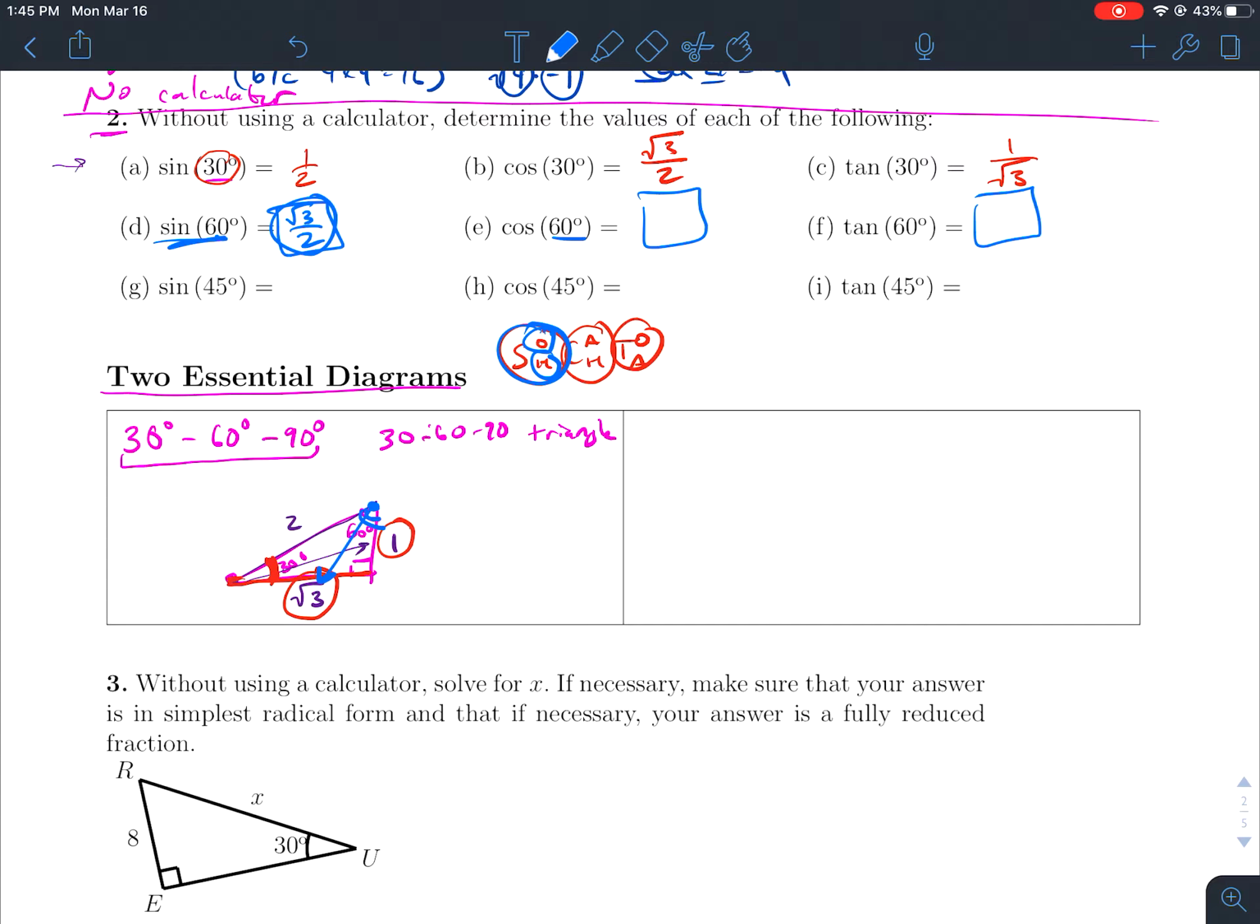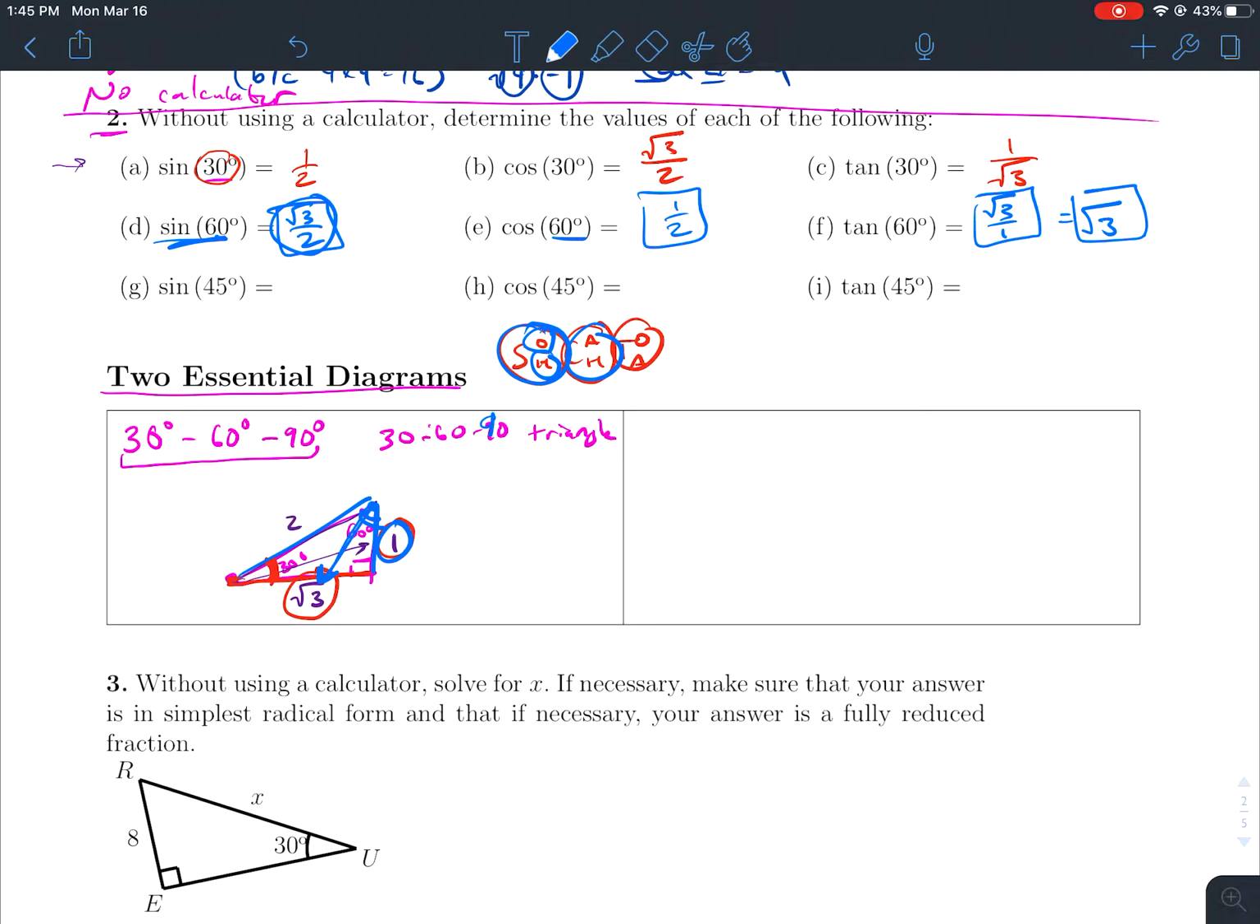The cosine of 60 degrees, well, that's adjacent over hypotenuse. That's going to be 1 over 2. Tangent of 60 degrees, we don't need a calculator to find it. That's always going to be equal to opposite over adjacent. So square root of 3 over 1, or just square root of 3 if we want to write it simply.